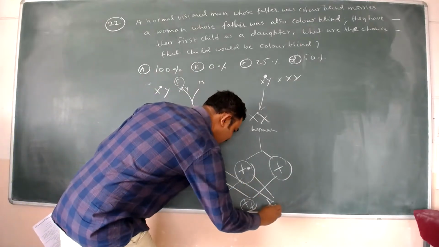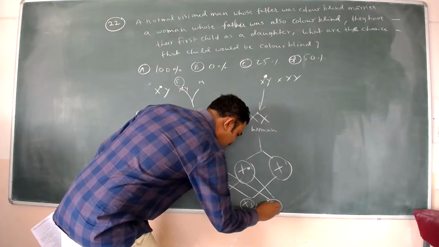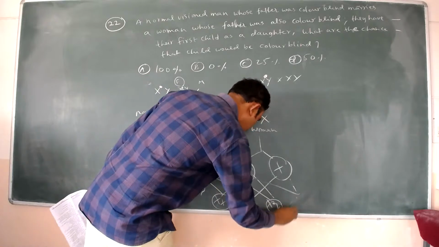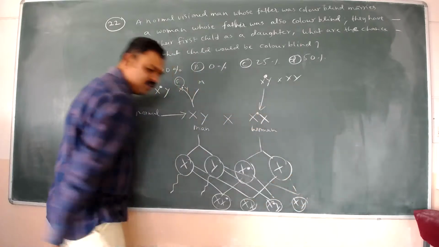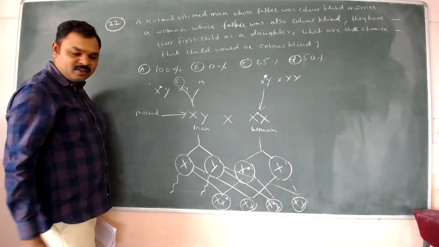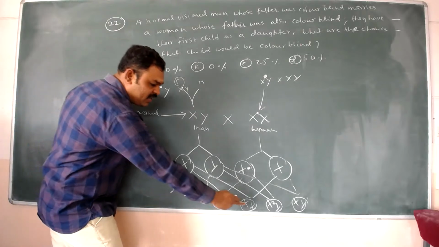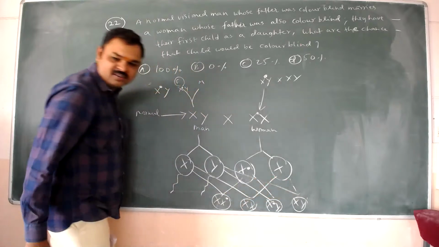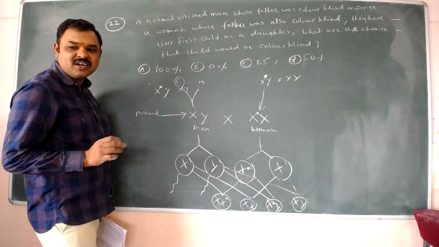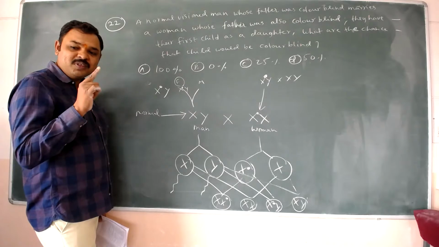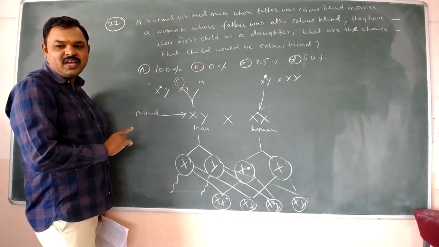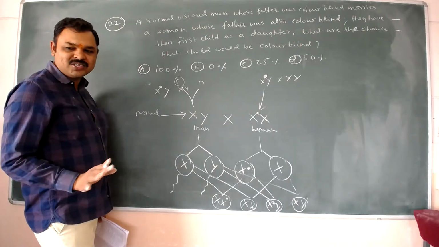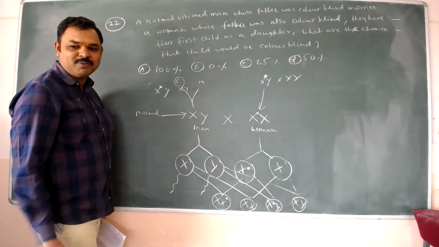Next, X and Y: this son is affected. Next, a normal son. Four offspring are possible: carrier daughter, normal daughter, affected son, normal son. But what is the question? What would be the probability of this color blindness in daughters? Not children, they asked about daughters. If asked about children, it would be 1/4, 25%.